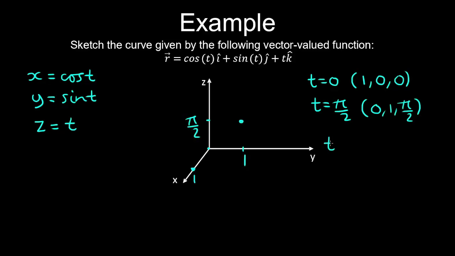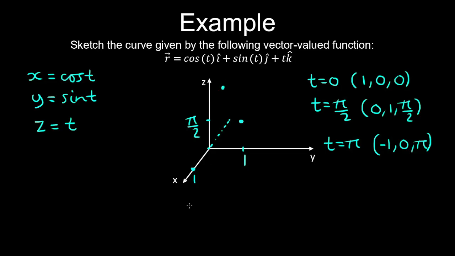And if we take our parameter t to be equal to pi, the position of the particle is at -1, 0, and pi. So that'll be somewhere around here, and x equals -1 and y equals 0, and at z equals pi is around here.